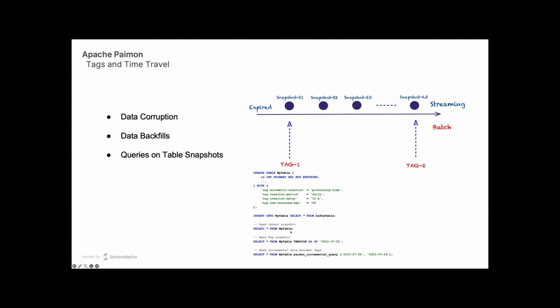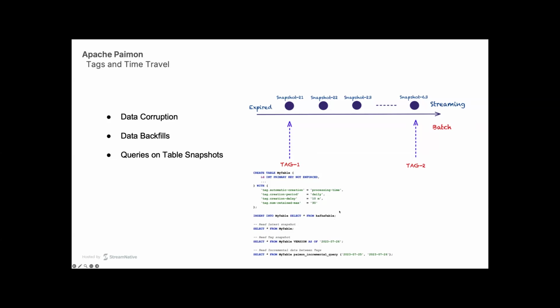But if I want to maybe read whatever was the state of my data at a specific point in time, I can give the version of this tag here, for example, this date here. And if I want to read only the incremental data between two tags, I'm not concerned with the previous and the later data, only the incremental data between these two tags, I can use this Paimon incremental query function to read incremental data.